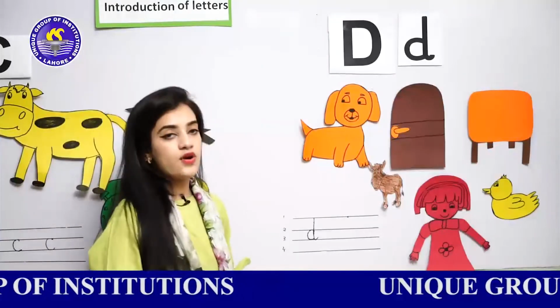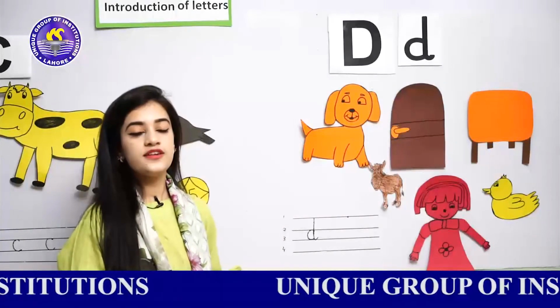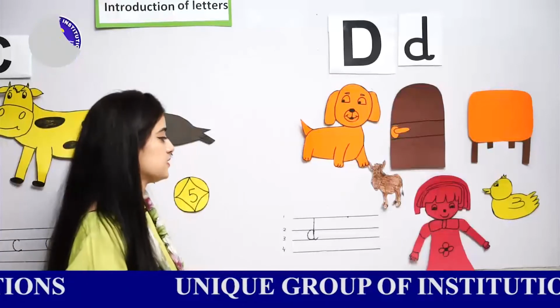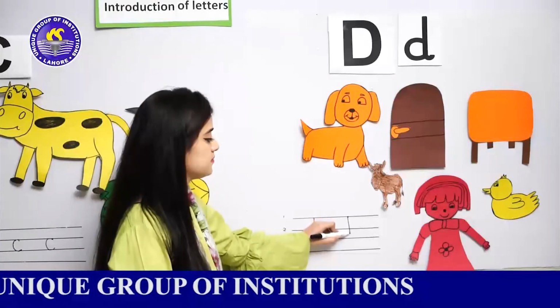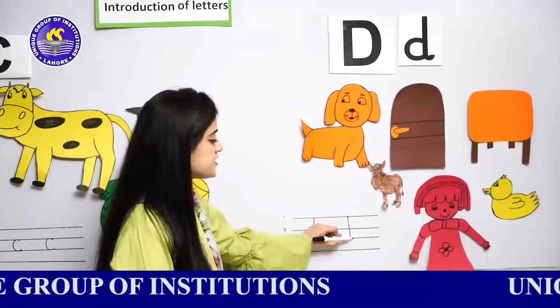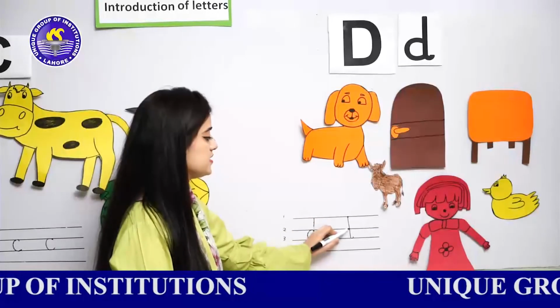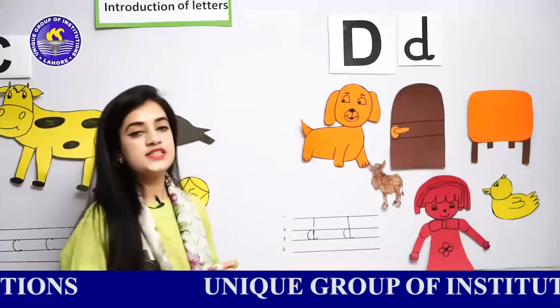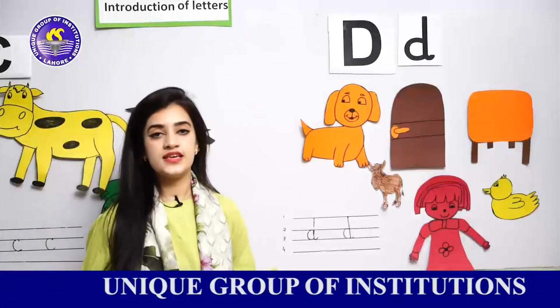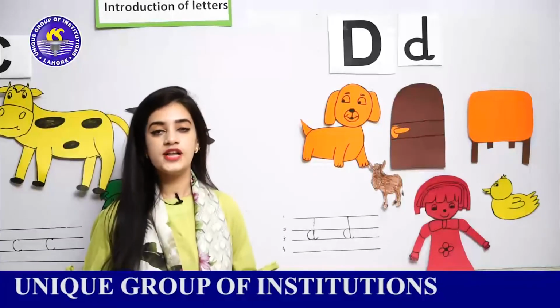Now I'm going to tell you how to write small d without dots. Start from the dot, make a standing line, a small tail and curve. This is small d. This is lowercase d. That is also called small d.